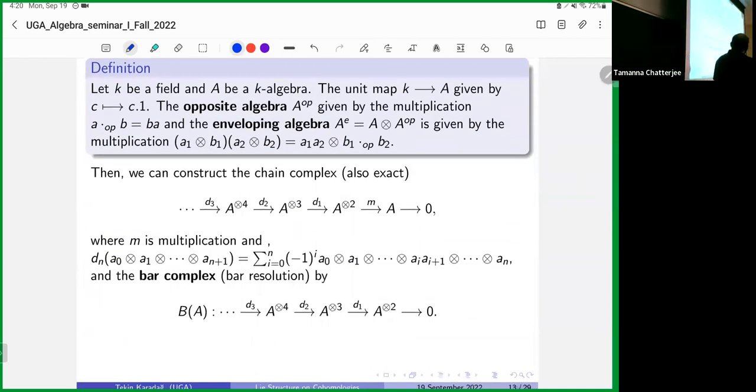Okay. Now we want to define Hochschild cohomology. Let's say we have a field K and A is a K-algebra, then we have a unit map from K to A, and it is given by c goes to c times 1. And the opposite algebra is given by the opposite multiplication. Then we define the enveloping algebra by taking the tensor product of A and A opposite. And the multiplication is given by the usual multiplication, except we have the opposite multiplication for the second term.